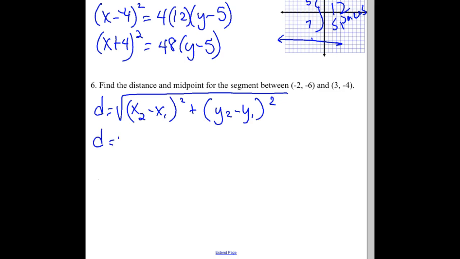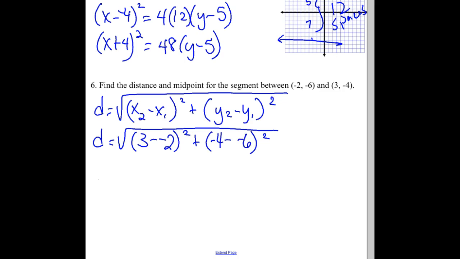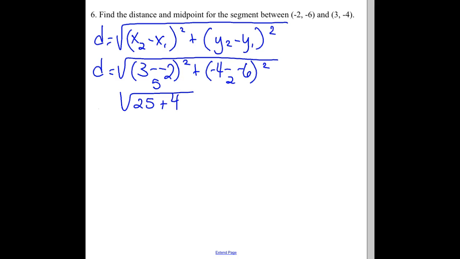So let's plug in our numbers. In our first one, we have to subtract our x's. So let's take our x's, 3 and -2, and subtract. So 3 minus a -2. And in the second one, we're going to subtract our y's. So we have -4 minus a -6. Simplifying, in the first one, we end up with 5 getting squared. That's 25. In the second one here, we have -4 plus 6. That's 2 being squared is 4. So we end up with a distance of the square root of 29, which is going to be something a little bigger than a 5.